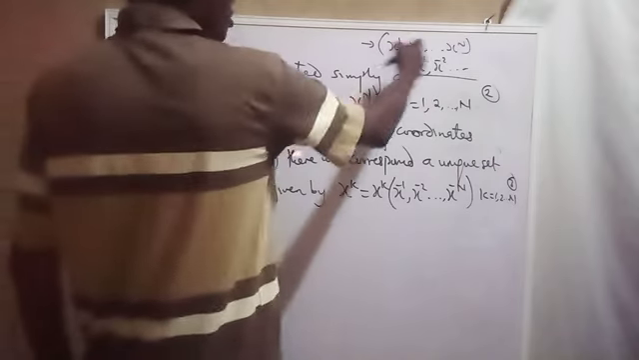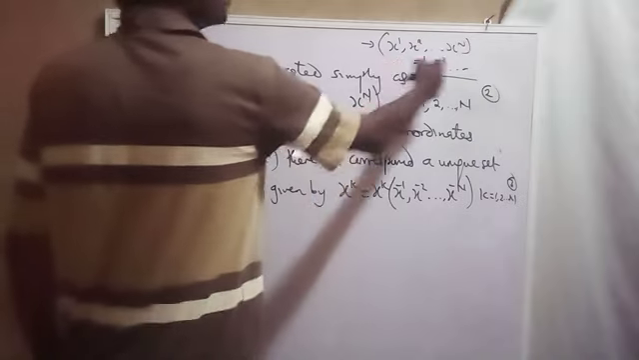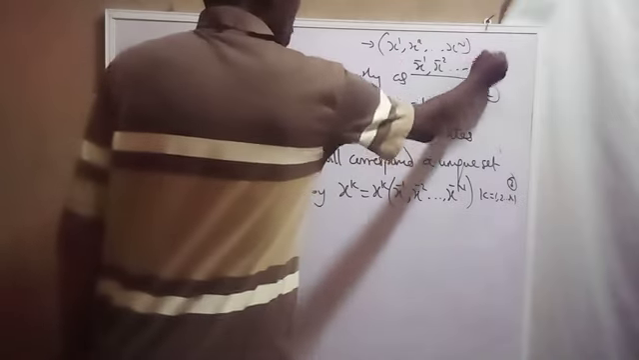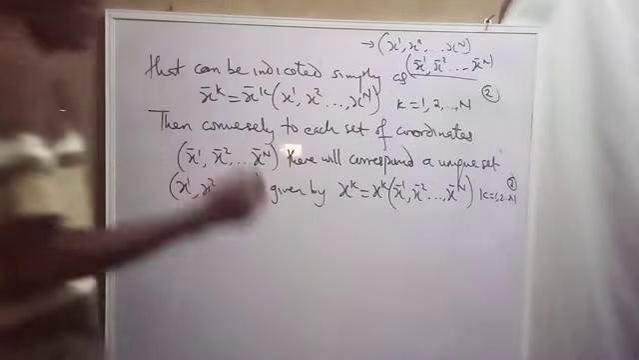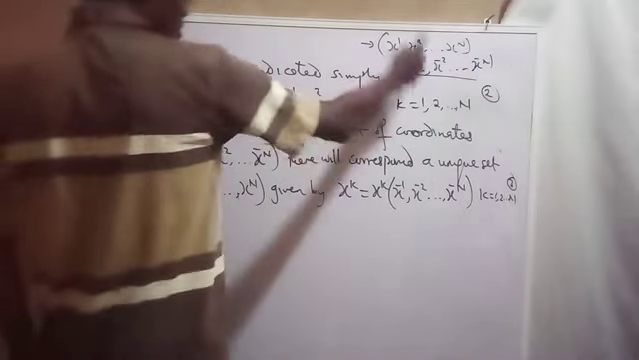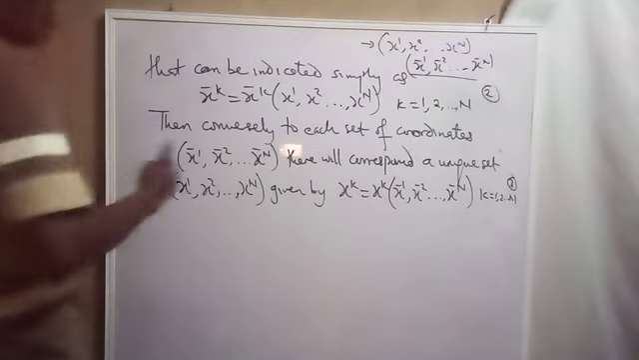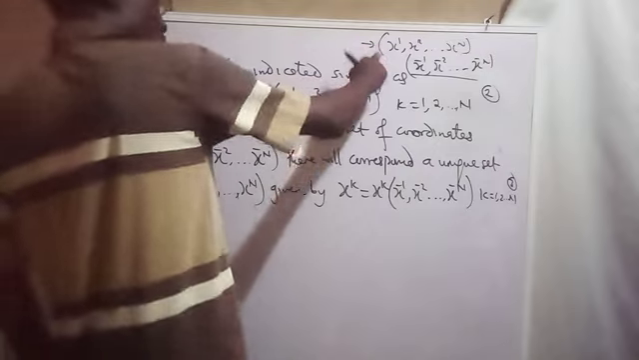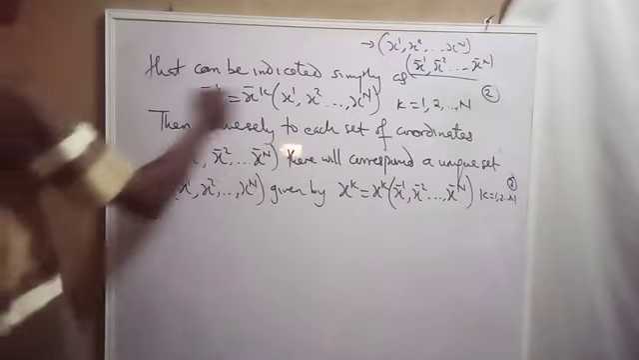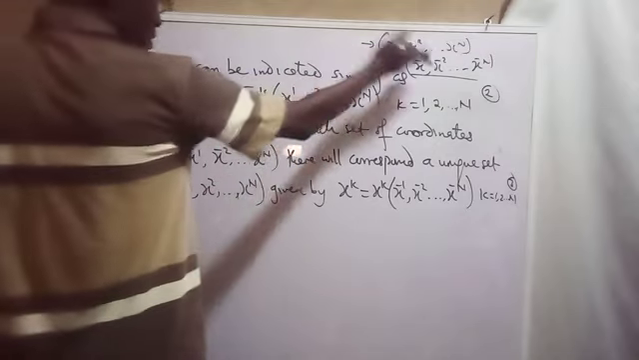Now, like I was explaining the other time, we are given two coordinates: coordinate x1 to xn and coordinate x bar 1 to x bar n. Those are the two coordinates given to us. We started with this coordinate, and this is the second one. So when we started with this, this is the initial coordinate, this is the final one.